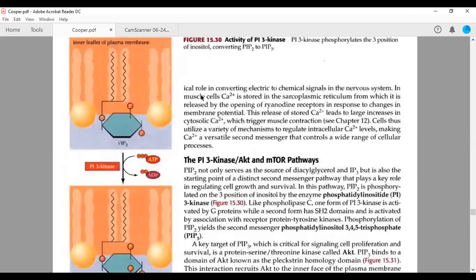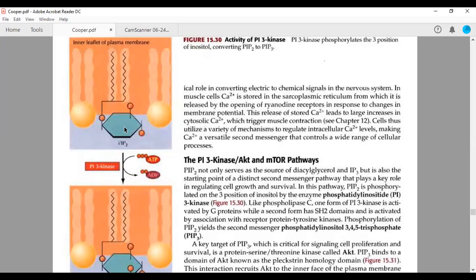Yesterday I told you that two types of secondary messengers will result when this particular bond is broken down by phospholipase C, beta or gamma. Beta in the case of GPCR and gamma in the case of receptor tyrosine kinases. After breakage of this bond, the two types of secondary messengers will result: one is IP3 and one is DAG, diacylglycerol.